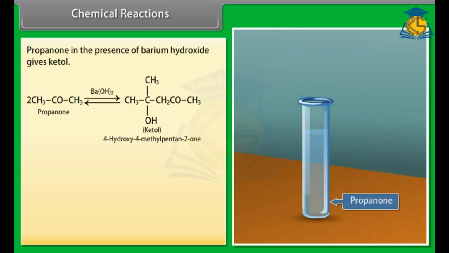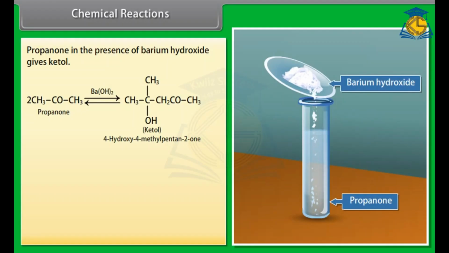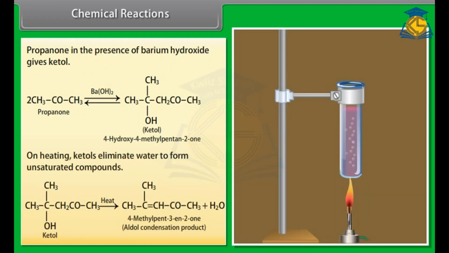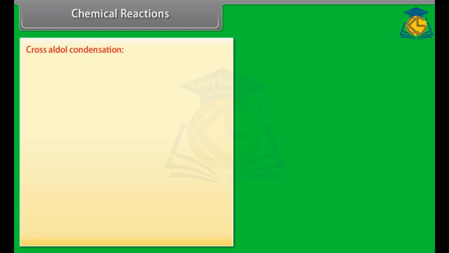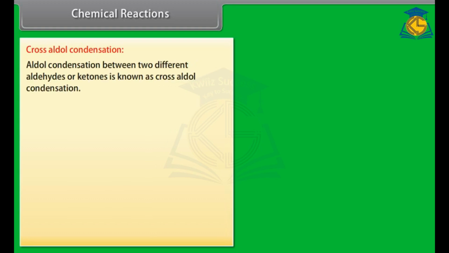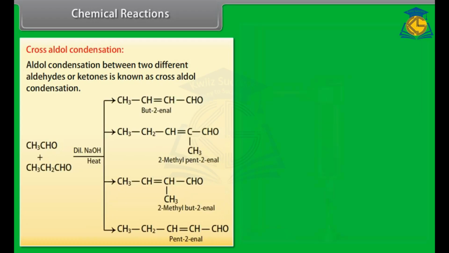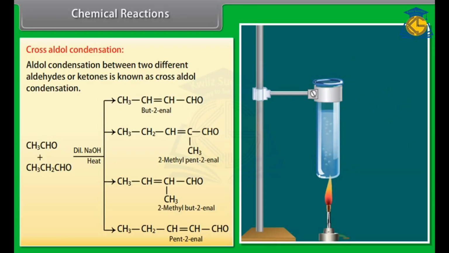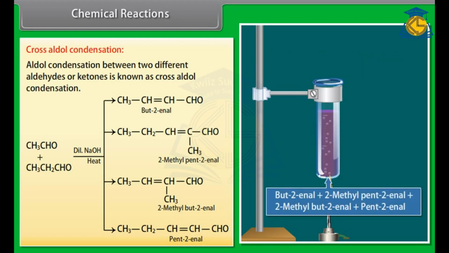Propanone, in the presence of barium hydroxide, gives ketol. On heating, ketols eliminate water to form unsaturated compounds. Chemical reactions. Cross-aldol condensation. Aldol condensation between two different aldehydes or ketones is known as cross-aldol condensation. A mixture of ethanal and propanal when heated with dilute sodium hydroxide solution gives 4 different products.